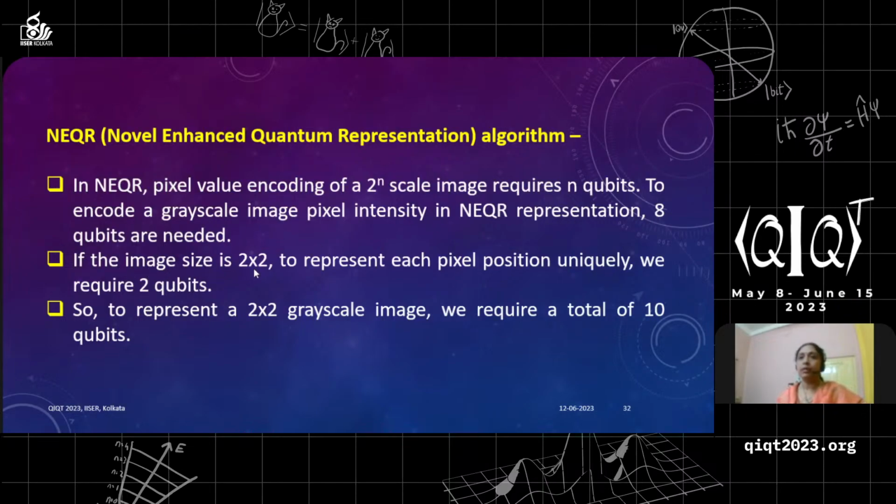And if the image is of size 2 cross 2, then to represent each pixel position uniquely, we require 2 qubits. So to represent a grayscale image of size 2 cross 2, we require a total of 8 plus 2, that is 10 qubits, according to the NEQR algorithm.